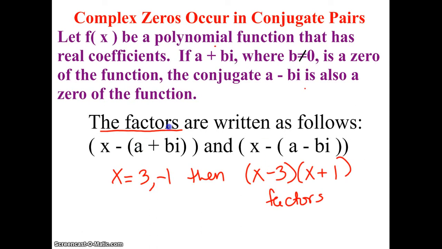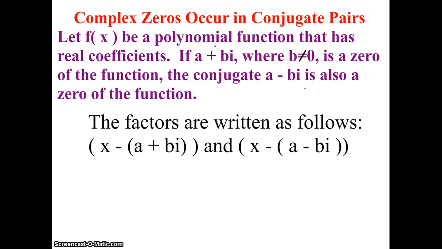If I know that a plus bi is a solution, I can write it as factors. But all of your factors will be of the form x minus whatever your 0 is. Okay, it'll always be like that, x minus your 0, x minus your 0. So that's why when you write factors for your complex solutions, it will be x minus whatever your 0 is. Okay, this is your 0. Same thing here, this is your 0.